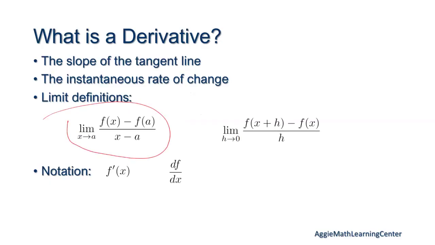So some limit definitions we have are this guy right here, right? The limit as x approaches a of f of x minus f of a, divided by x minus a. And then we have the case of 0. And then some notation: when we write a derivative, we can do f prime, that little apostrophe. And then we can also do df over dx. It's saying we're taking the derivative of the function f with respect to x, because x is our variable in this case.